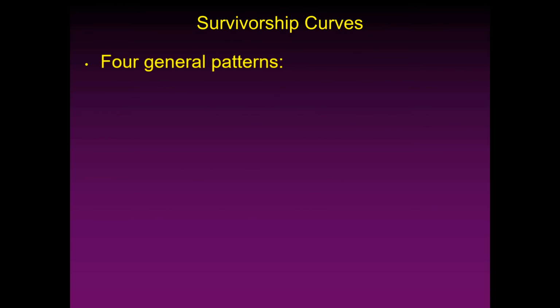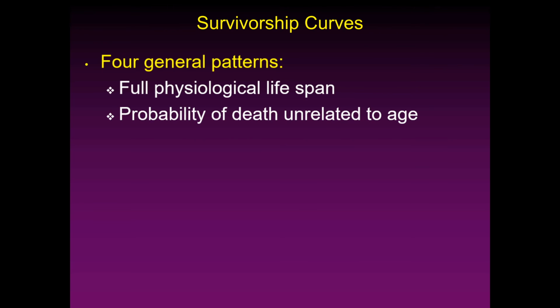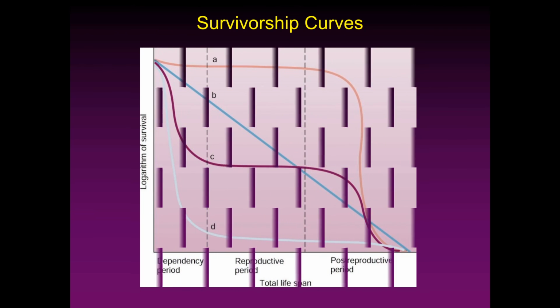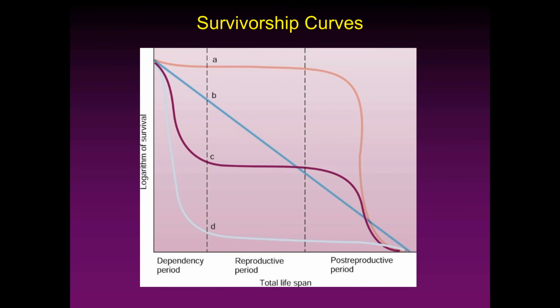So looking at survivorship curves, there are 4 general patterns. For the most part, there are really 3 that are covered in depth. There's full physiological lifespan, probability of death unrelated to age, mortality peaks both early and late in life, and mortality peaks early in life. So here are your survivorship curves. The ones you're going to see most commonly are A, B, and D. C is rarely ever seen. But A is where you have very few individuals. They tend to live very long, and then you tend to see a drop off of them as they hit post-reproductive age.